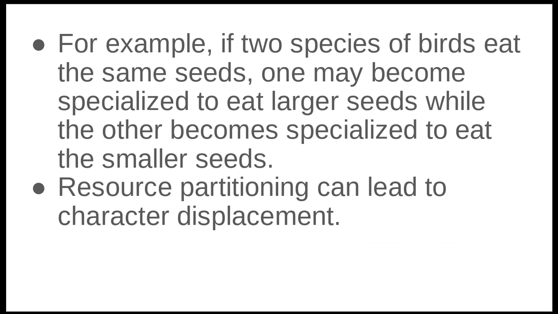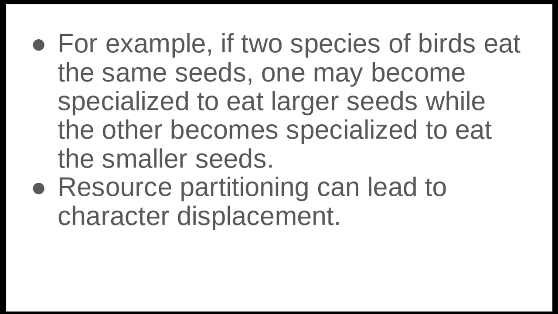One may become specialized at eating the larger seeds, while the other becomes specialized as eating the smaller seeds. They're going to still eat the seeds from the same tree, but they're going to divide those seeds up by size. One species eats the big seeds, the other species eats the little seeds. This is resource partitioning. They divide up the one resource that they have.